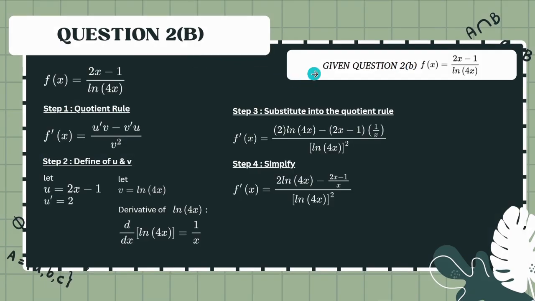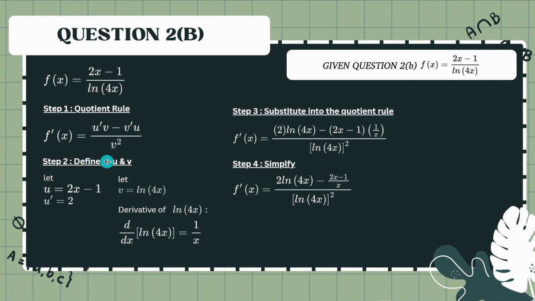To proceed with question 2b. Given question 2b, f(x) equal to 2x minus 1 divided by ln 4x. First, we need to identify the method. The function is a quotient, meaning one function is divided by another. And we use the quotient rule, which states f prime x equal to u prime v minus v prime u divided by v power of 2.